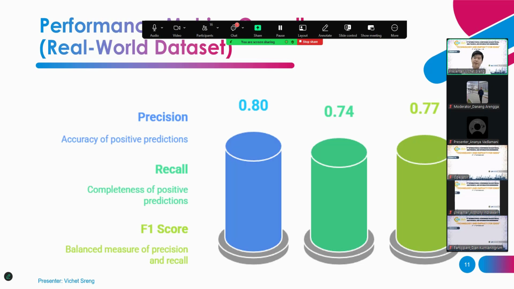Next, recall represents the completeness of the positive predictions, especially how much of the actual text the model was able to detect. Here we achieve 0.74, indicating that 74% of the actual text instances in the images are successfully detected. Finally, the F1 score balances precision and recall into a single measure, and we obtained a value of 0.77. It reflects a strong balance between detection accuracy and completeness.